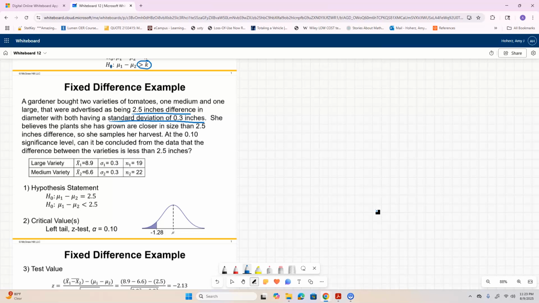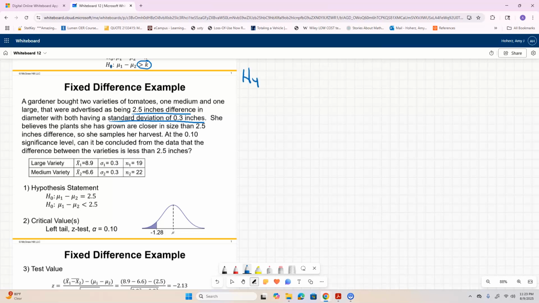So the population standard deviation of both is 0.3 inches. But this gardener believes that the plants she has grown are closer in size than 2.5 inches. So she's not seeing as much of a difference between her large variety and her medium variety as she thinks the stated difference is. So she's going to sample her harvest. She has a 0.1 significance level. Can it be concluded that the difference between the varieties is less than 2.5 inches?